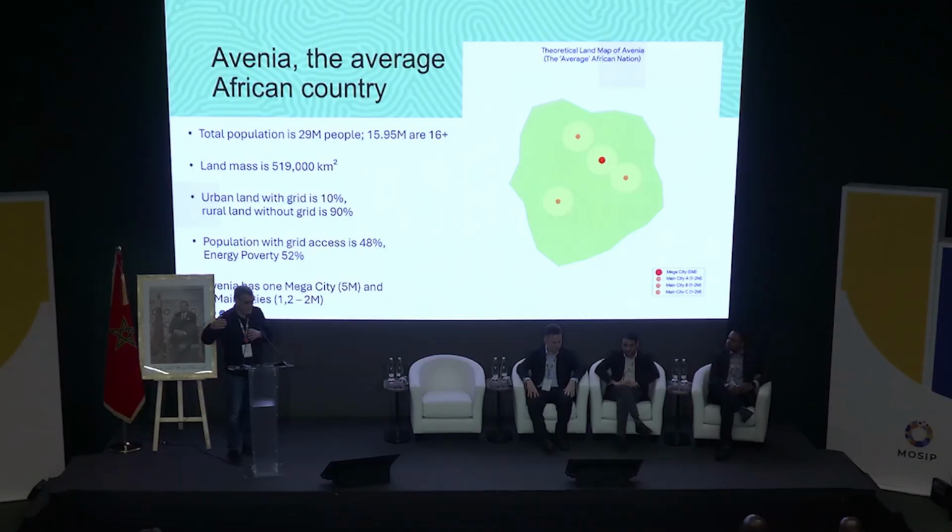The population with grid access is 48%, energy poverty is in 52% of the country. But we have one megacity and 3 major cities in the country where a lot of the population lives. And starting from that, I ran some calculations.